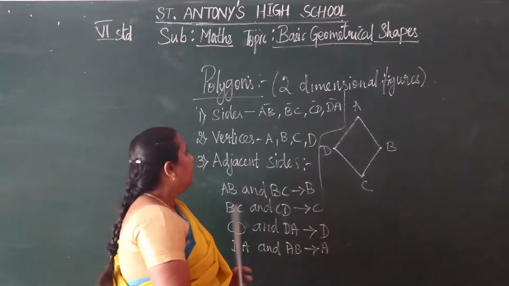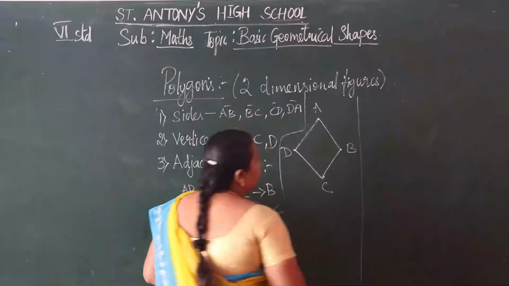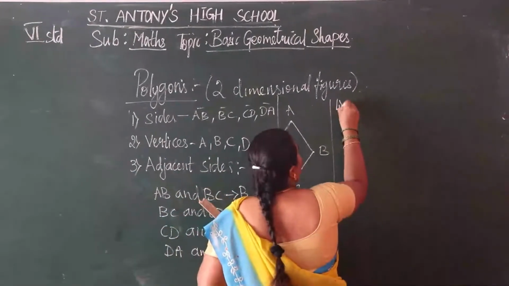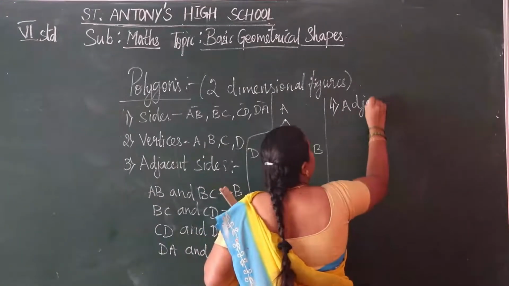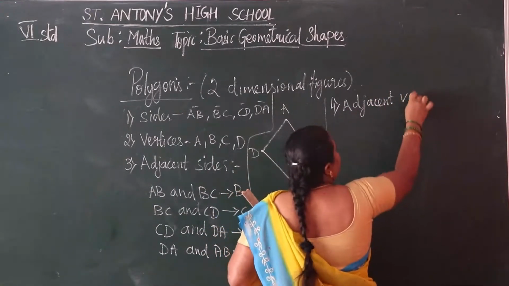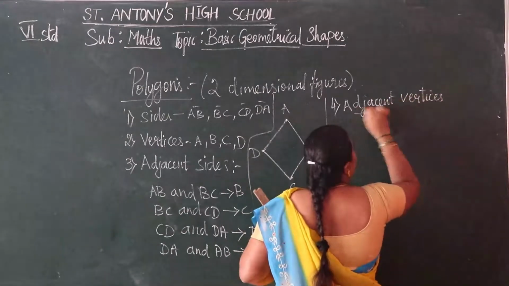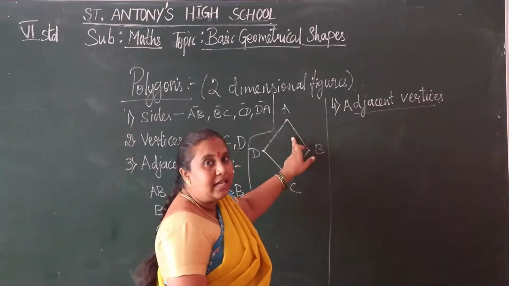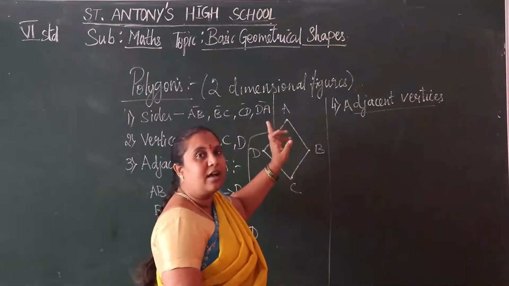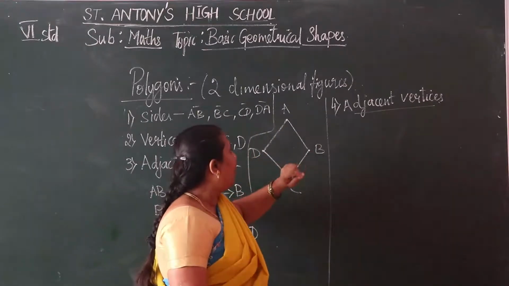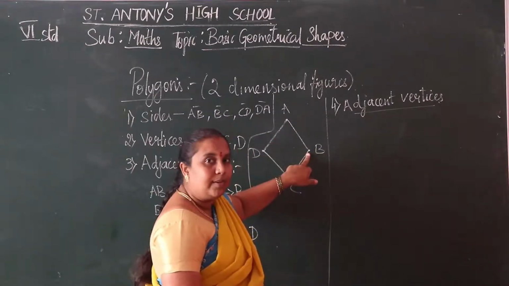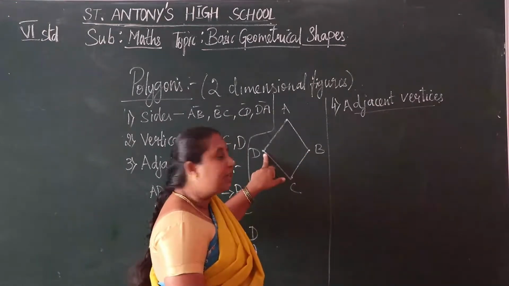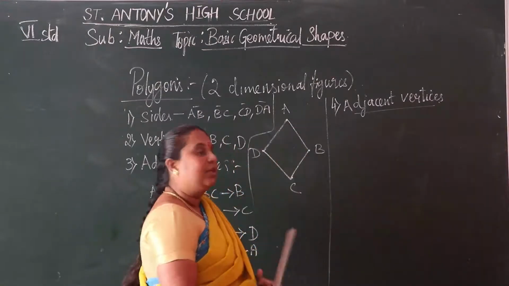Okay, and then we move on to the adjacent vertices. The next part of the given polygon is adjacent vertices. Here the line segment has two end points, which are common points. See, A and B are adjacent vertices, B and C are adjacent vertices, C and D are adjacent vertices, D and A are adjacent vertices.